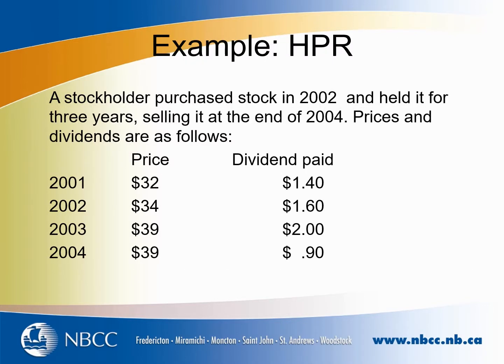I have an example here of a holding period return calculation. In this calculation, the stockholder purchased the stock in 2001 and held it for 4 years, selling it at the end of 2004. The prices and dividends are as follows. The investor purchased it in 2001, paying $32 a share. In 2001, they received $1.40 in dividends. In 2002, $1.60. 2003, $2. And then in 2004, they received 90 cents. At the end of 2004, they sold the shares for $39 a share.